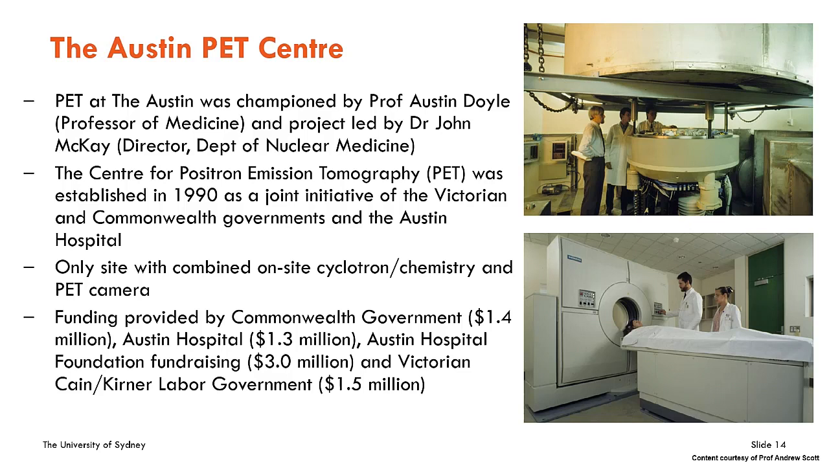The funding came, as I mentioned, from the Commonwealth Government, the Austin, and the Austin Hospital's Foundation and its fundraising arm. You can see the camera on the right there. You might recognise it's the same as the one I showed you in the pictures at RPA. And at the time, the RPA and Austin Hospitals combined their heads to purchase the best machine that was available, and that at the time was the ECAT 951, and both sites bought the same machine.